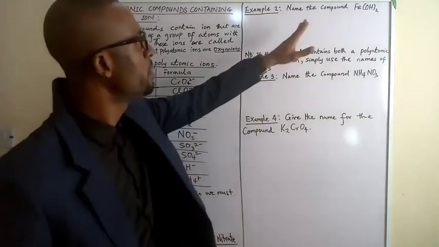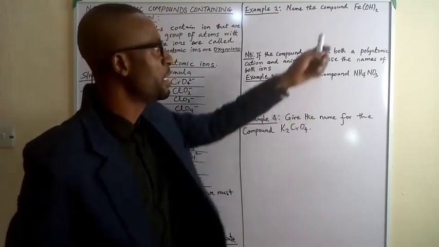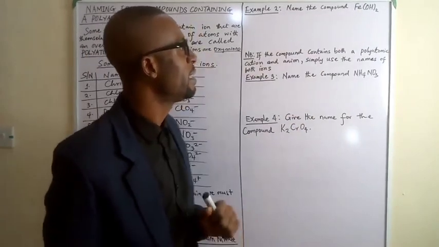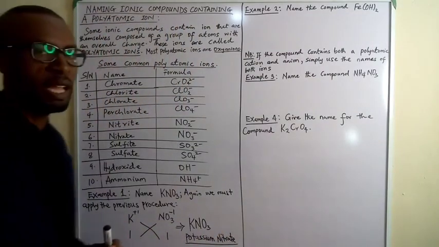Simple. Now name the compound FeOH2. Here you begin to see that what you have is a transition metal, unlike what you had before, which is an alkali metal, a main group element.